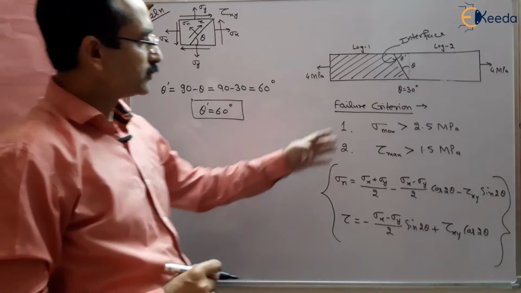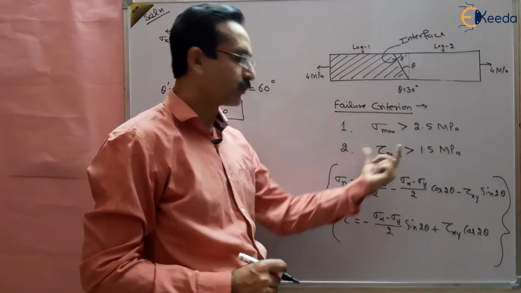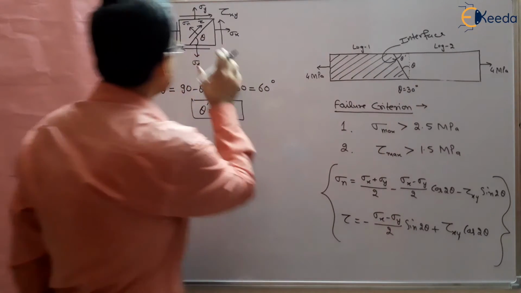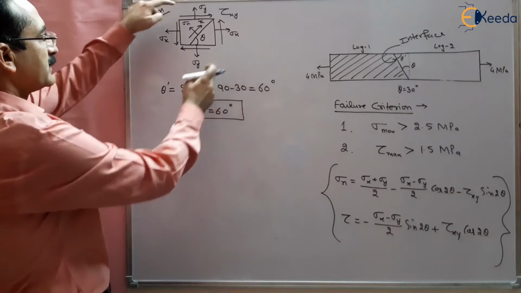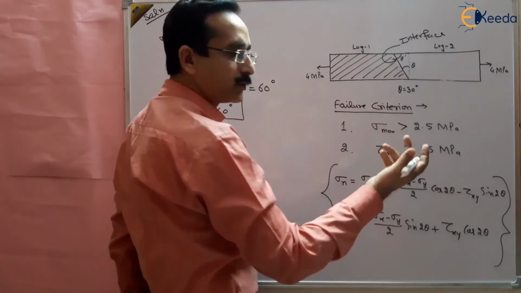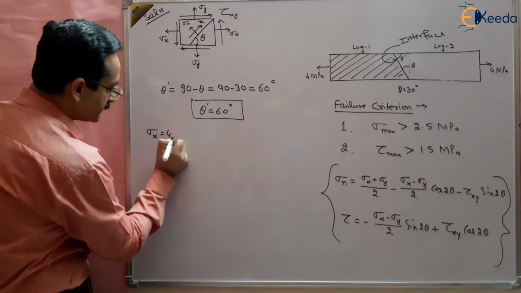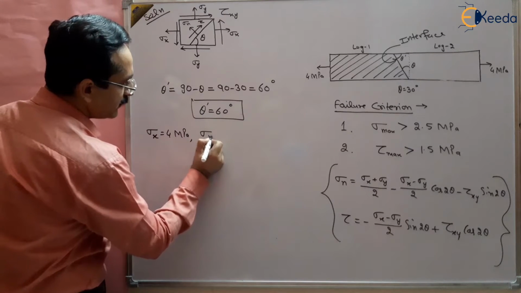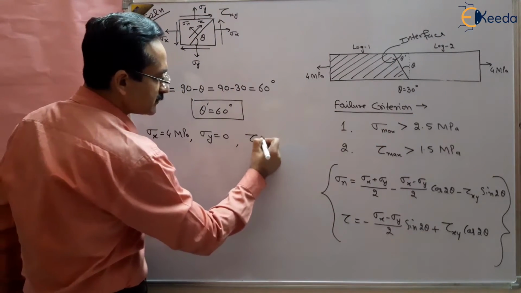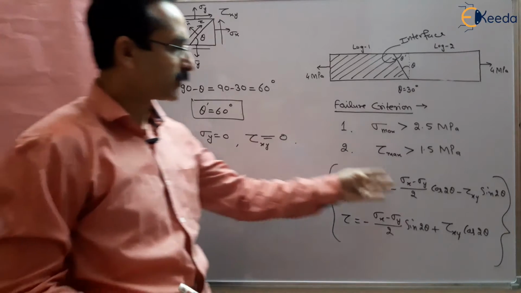And the criterion is given to us. We have to check whether the normal stress exceeds this limit or not, and whether the shear stress exceeds this limit or not. Now, in this case, what is the stress condition applied? What is sigma x, what is sigma y, what is tau? Here only one stress is applied, 4 megapascal. Only sigma x is there, so sigma x is 4 megapascal. Sigma y is 0, no stress in the vertical direction, and there is no shear stress applied, so tau is also 0. Put these things in this formula and get the answer.